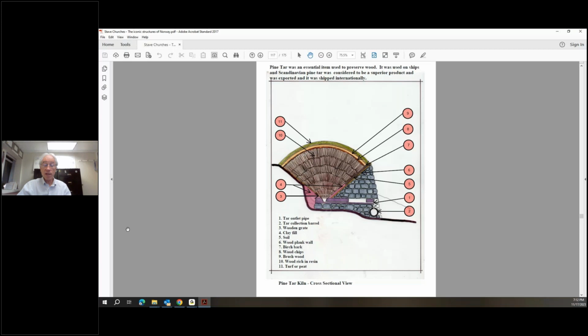So in order to make this, though, this is a diagram that I drew from an old drawing that I found.